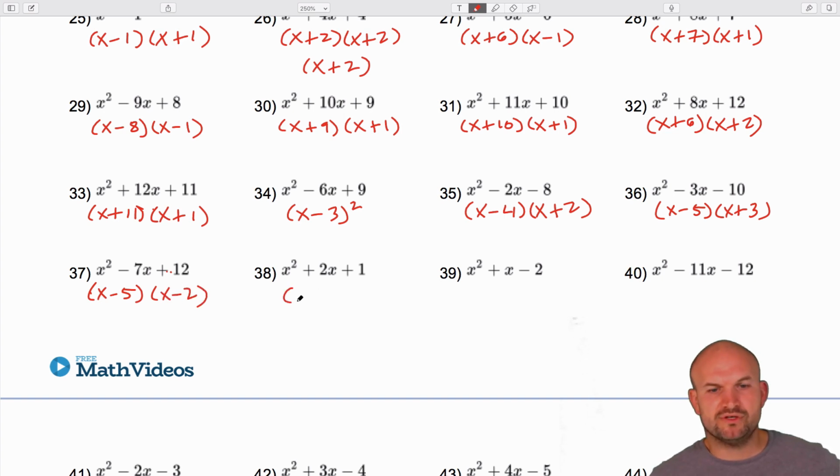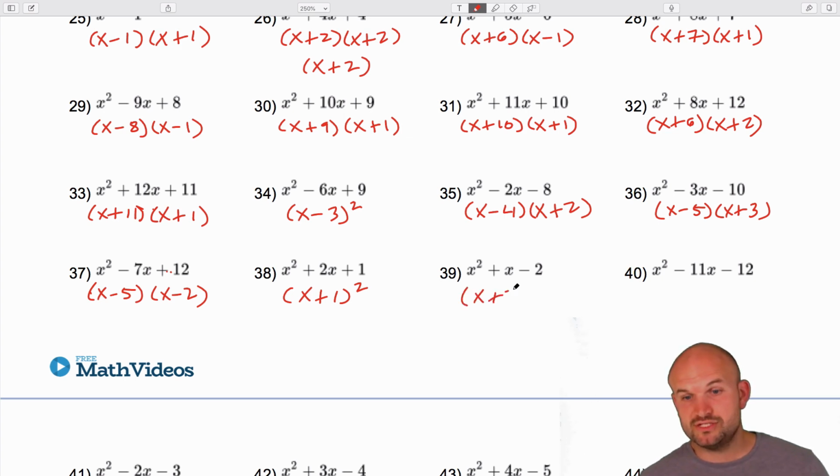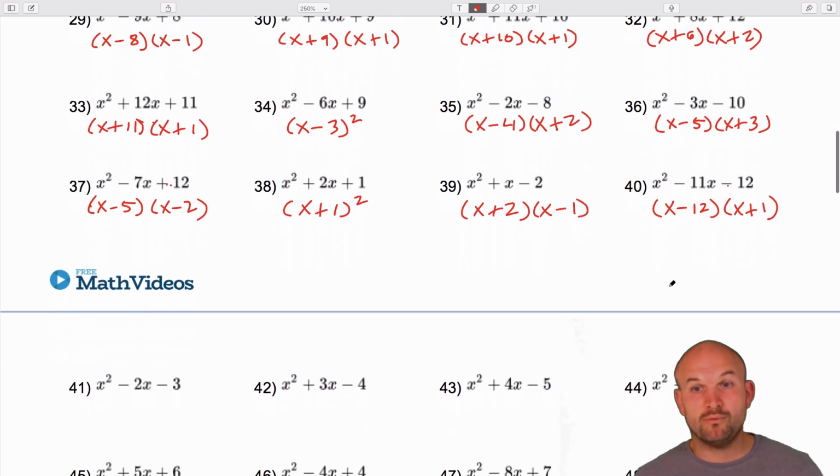Sum and sum, you could also recognize this as a perfect square trinomial. Difference and one is positive, so therefore that's going to be x plus 2 times x minus 1. Right? And then this next one, we're looking for a difference, and that difference needs to be 11, so that'd be x minus 12 and x plus 1. All right, guys, almost more than halfway done.